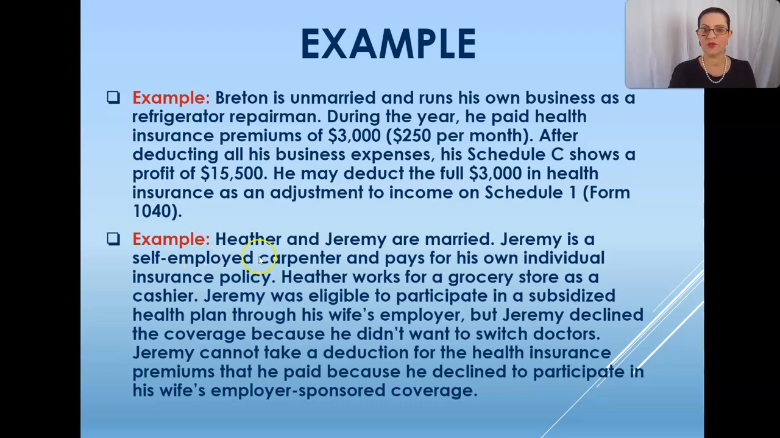Example number two, Heather and Jeremy are married. Jeremy is a self-employed carpenter and pays for his own individual insurance policy. Heather works for a grocery store as a cashier. Jeremy was eligible to participate in a subsidized health plan through his wife's employer, but Jeremy declined the coverage because he didn't want to switch doctors. Jeremy cannot take a deduction for the health insurance premiums that he paid because he declined to participate in his wife's employer-sponsored coverage. So he loses the deduction because he could have participated in his wife's policy through her workplace, and he declined the coverage. He can't take the deduction anymore on the Schedule 1, even if he still was paying his health insurance.